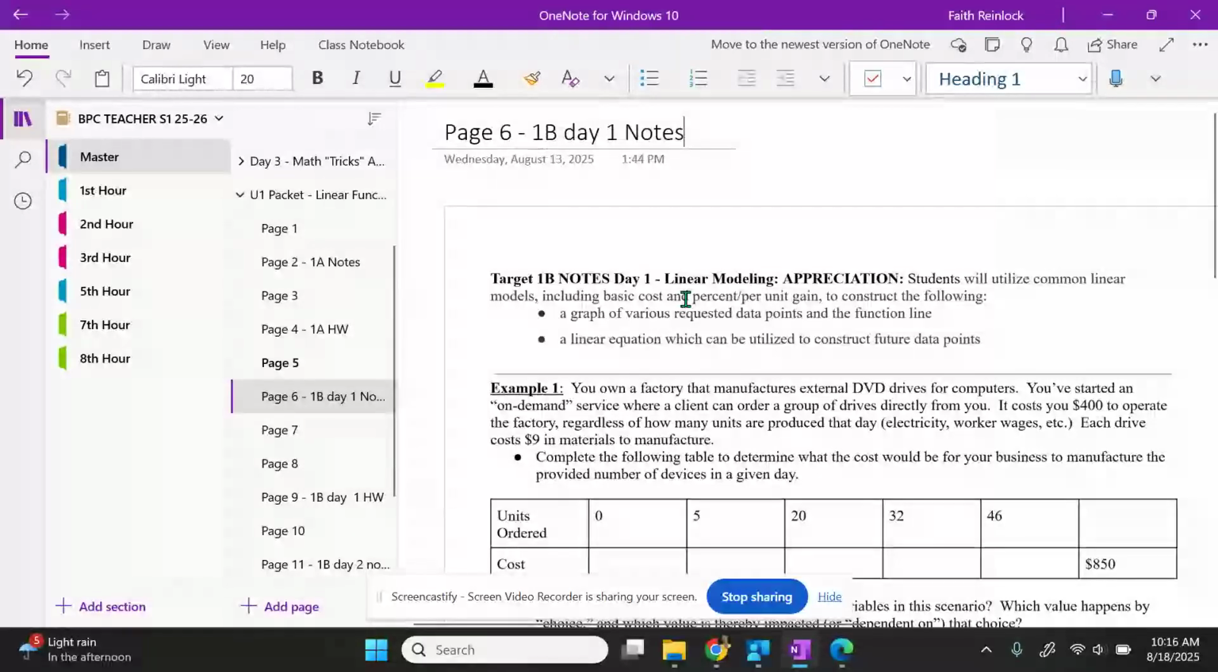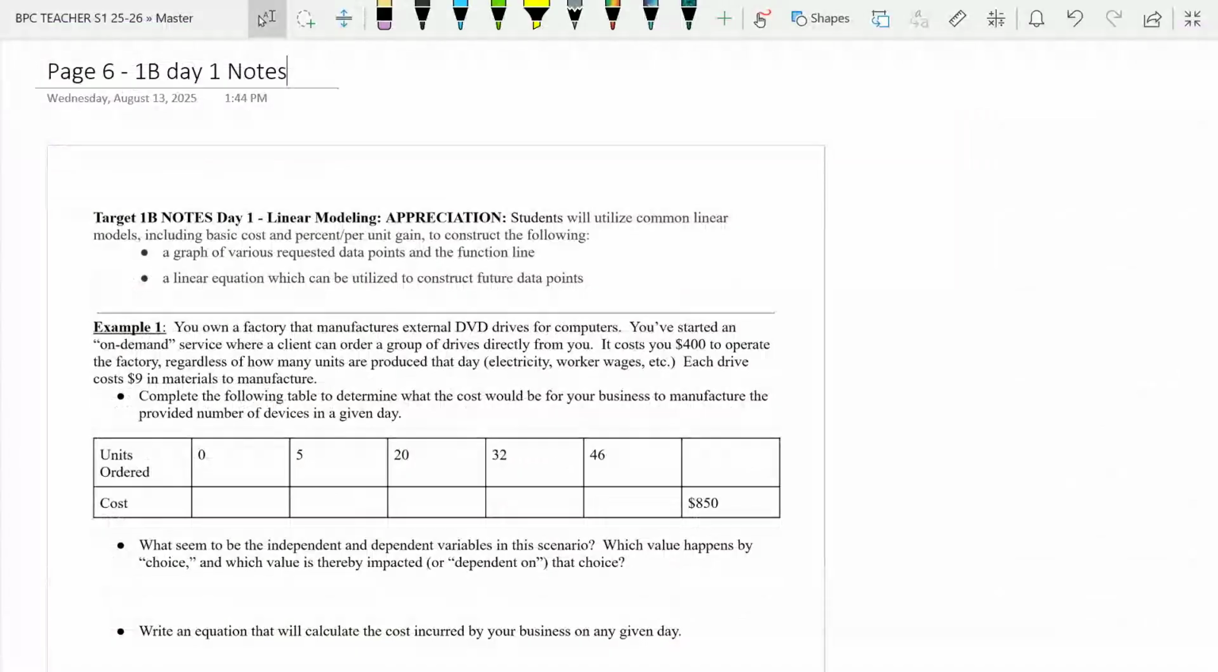Alright, so this will be the 1B Day 1 notes. This is my first time recording it from OneNote, so forgive me if we get a little rough here. What's going on is probably going to be a two-part video. For this first part, we're going to look at appreciation with just costs.